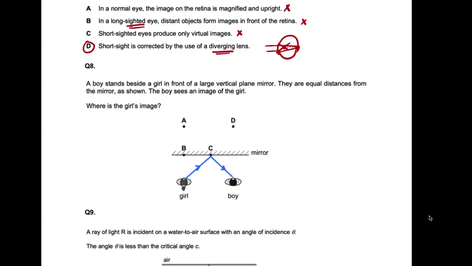But the idea behind ray diagrams is also this, that the image is formed behind the mirror. So if I take this back, this is how the boy must be seeing the girl. Because if this is where the girl is, the image is formed at an equal distance but behind the mirror.